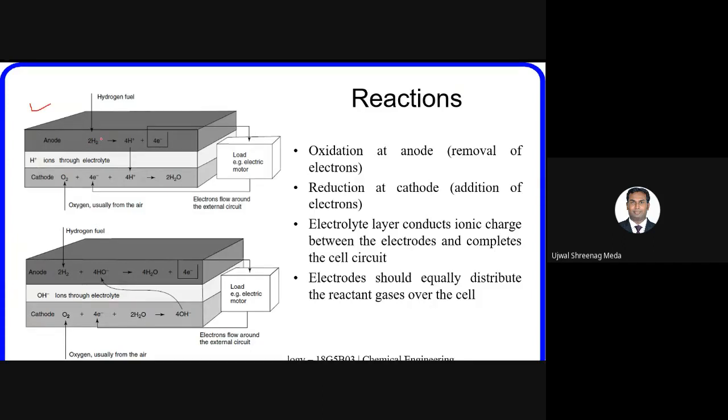At the anode, the fuel hydrogen gets oxidized and converted into protons and electrons. The protons move through the electrolyte and reach the cathode, and the electrons move through the external circuit and reach the cathode. The electrons should not pass through the electrolyte, and the protons, or ions, should not pass through the external circuit. For these reactions to take place continuously, the fuel hydrogen and oxidant oxygen should be supplied continuously. That is the requirement.